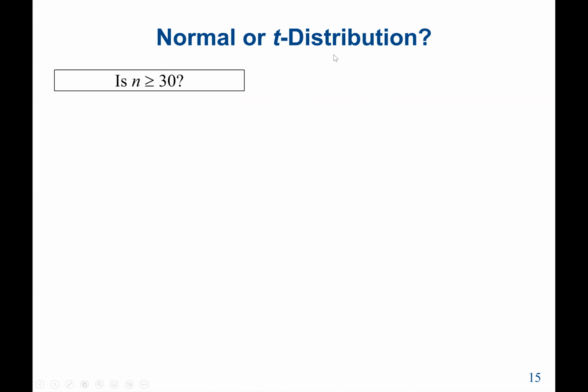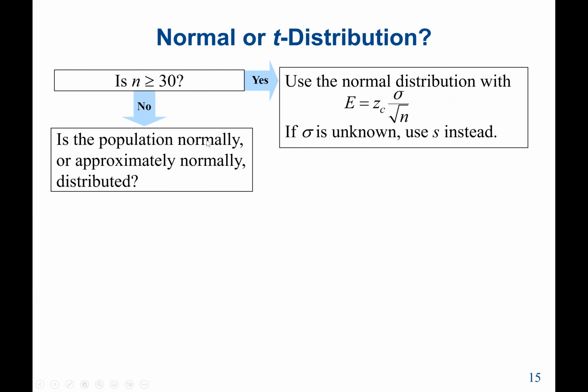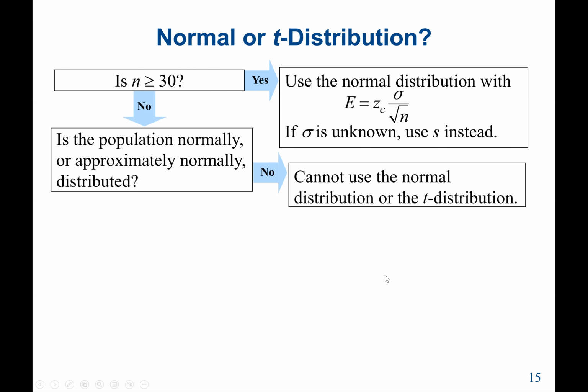So, normal or t distribution. Here we first need to check the sample size. If the sample size n is greater than or equal to 30, then we use the normal distribution with the z value. Now, when it's no, this is when we use the t value. If the sample size is less than 30, we ask: is the population normally or approximately normally distributed? If no, then we cannot use the normal distribution or the t distribution.